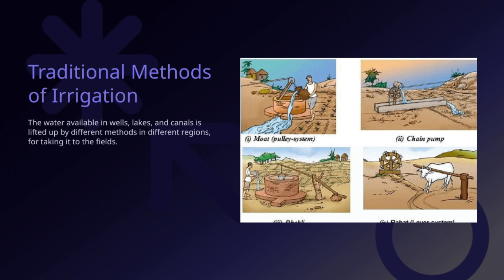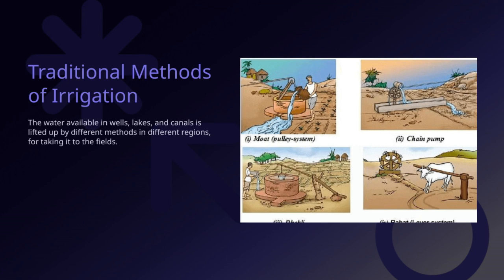These include techniques like bucket irrigation, where water is manually carried and poured onto the crops, or the use of simple tools like shadoofs and Persian wheels to lift water from lower levels. These methods, while simple, are very important because they form the backbone of agricultural water management in many parts of the world. They highlight how human ingenuity and resourcefulness adapt to local conditions.